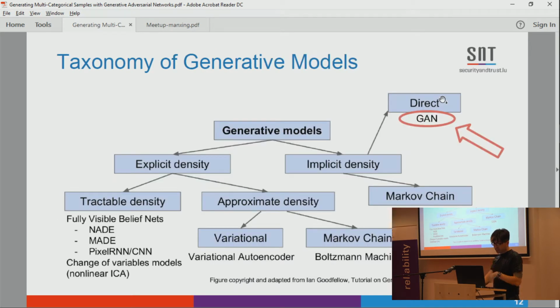This taxonomy was taken from Ian Goodfellow's tutorial from last year. I recommend that you watch it if you're interested in this subject. But I'm not going to explain all these models, and these are mostly related to computer vision, but I'm going to talk about GANs today, generative adversarial networks.